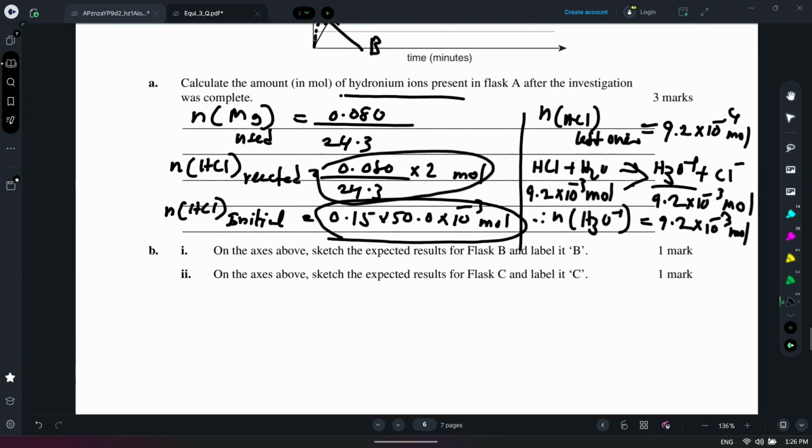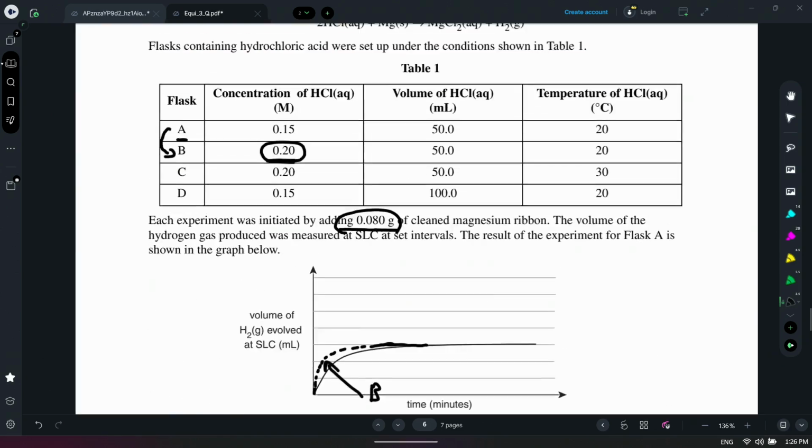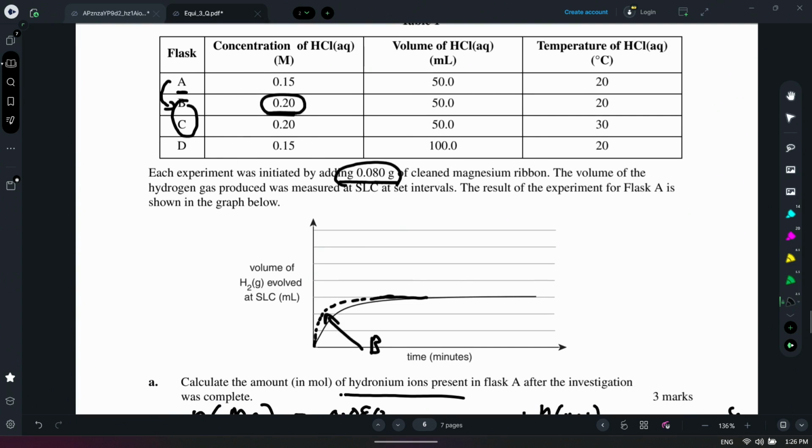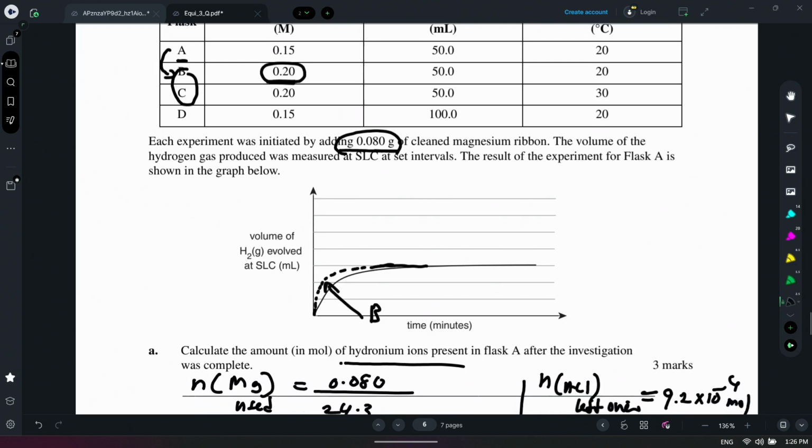All right, that's done. On the above axis, flask C. What is the difference between B and C? Oh, higher temperature, same concentration of the hydrochloric acid, same volume, but the temperature is higher. So C has to have a much higher rate. So that is C.